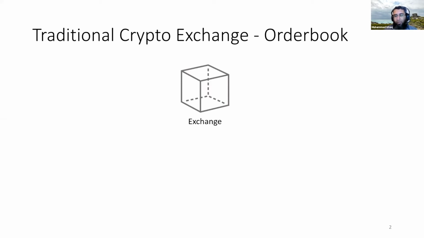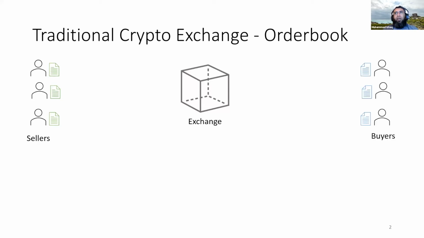And what I mean when I say order book is that you have an exchange and you have a bunch of people who want to sell an asset. So they have their demands or asks. These are the prices that they demand for selling these assets. We also have a bunch of buyers who have their bids or offers. These are the prices that they are willing to buy these assets at.